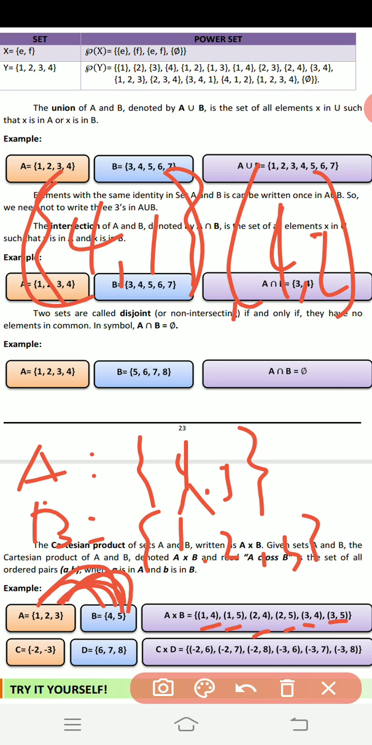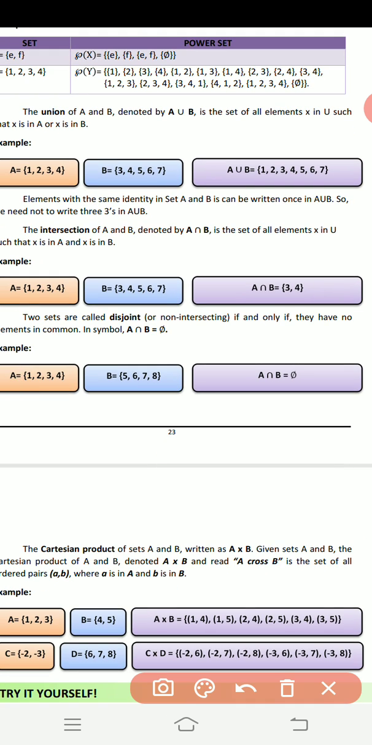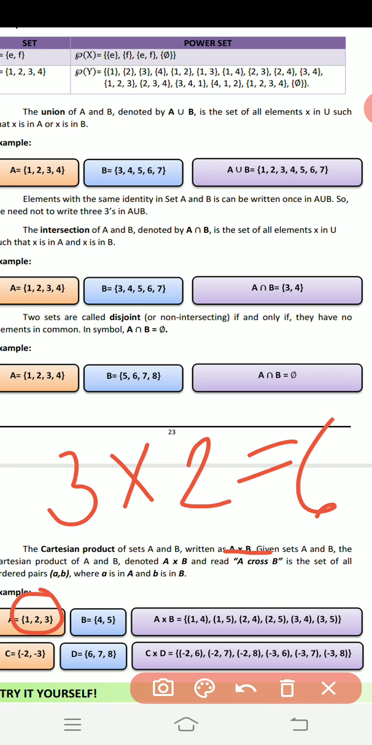So, how do we know kung kompleto na yung Cartesian product natin? Just count the number, the cardinality. Again, yung cardinality natin is yung number of elements. So, in this case, we have 3 sa A. A cross B. So, ilang elements ang A? 3. Ilang elements ang B? We have 2. So, therefore, we have 6 Cartesian product. If you will count, 1, 2, 3, 4, 5, 6. So, yan, para to check if you have already listed all the Cartesian product of the two given sets.